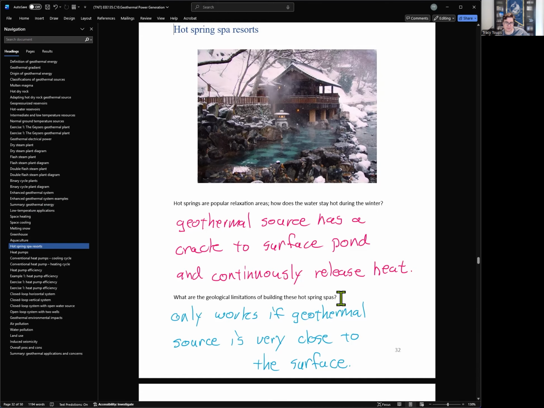What are the geological limitations of building hot spring spas? It only works if the geothermal source is very close to the surface. It has to naturally occur. I suppose you could drill and force a crack into it and make artificial ones, but all the spas I've seen are naturally occurring, and they build a hotel on top of it, and then they invite you to come over there. So a lot of times these are in remote areas in the mountains that you have to travel to or get an escort to get there.